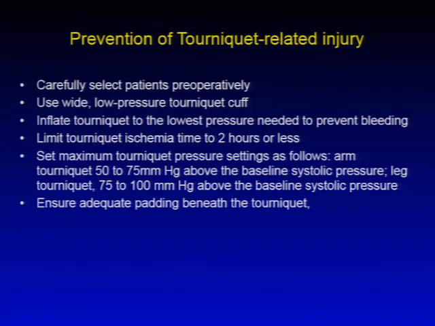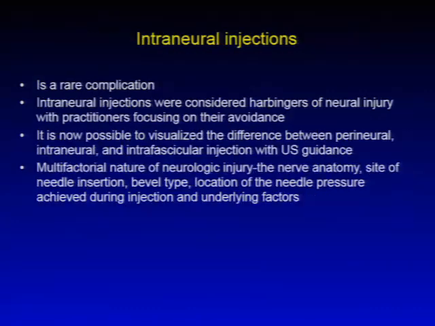Set the maximal tourniquet pressure as follows. For an arm tourniquet, normally 50 to 75 above the baseline systolic pressure. A leg tourniquet should be 75 to 100 above the baseline systolic pressure. Ensure adequate padding beneath the tourniquet.